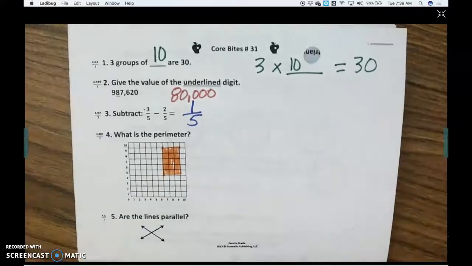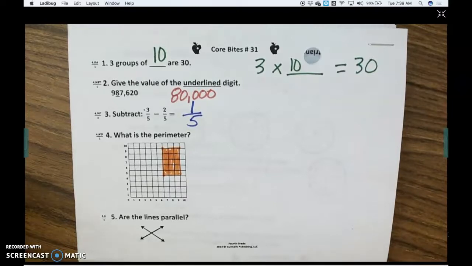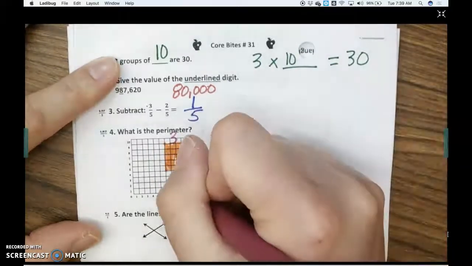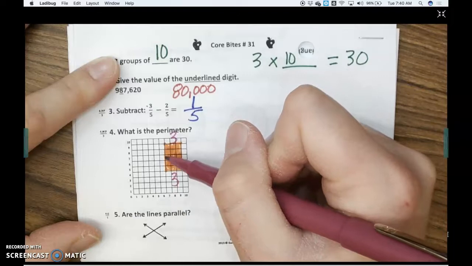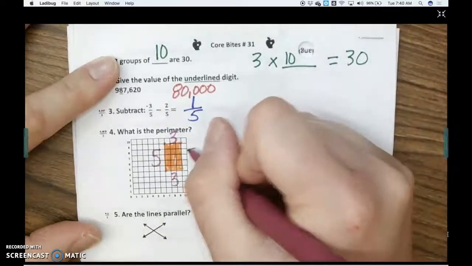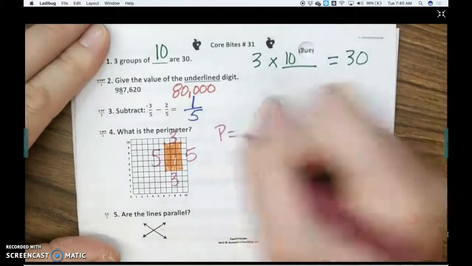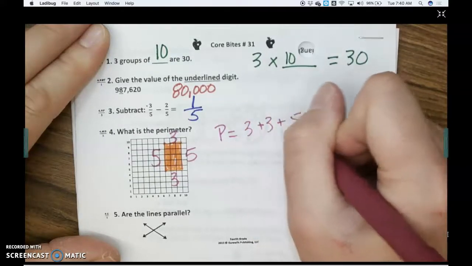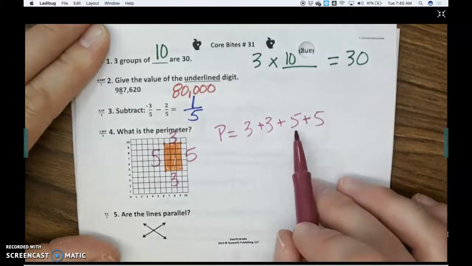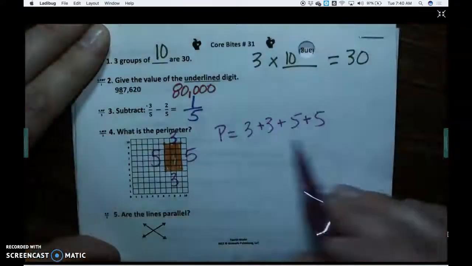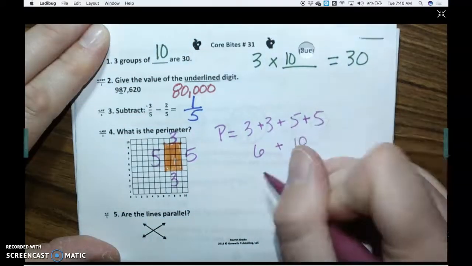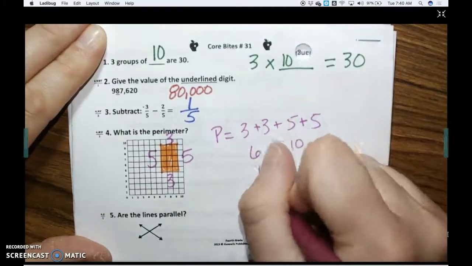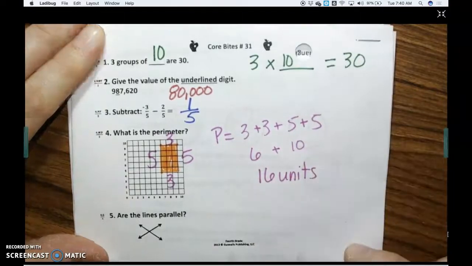So with perimeter, guys, if you remember, you add up all the sides, right? So here we've got 3 blocks. So that means here we've got 3 blocks. And then on this side we've got 1, 2, 3, 4, 5. And on this side we've got 5. So with perimeter, you're going to do all the sides added together. So you're going to do 3 plus 3 plus 5 plus 5, right? So 5 plus 5 is 10. And then 3 plus 3 is 6. So that'd be 6 plus 10. Excuse me. So that would give you 16 units as your answer.